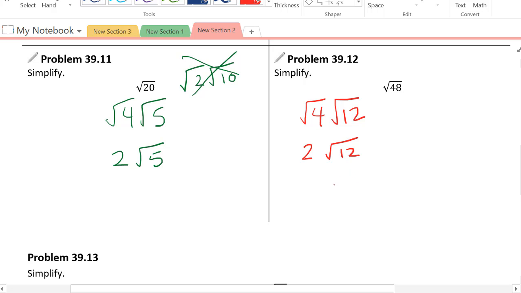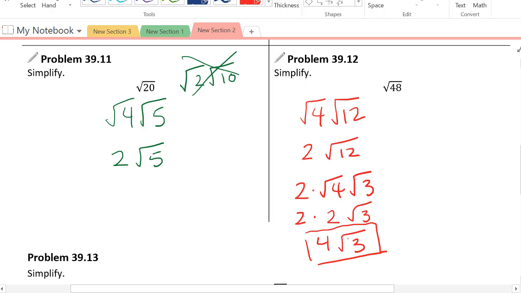But technically, I can keep going, right? Because can't I also break up radical 12? Yes, I can. Can't I break up radical 12 into 4 and 3, right? And then the square root of 4, and don't forget it's multiplication here because remember, there's no operation between two terms, it's always multiplication. So the square root of 4 is going to give us 2, and then radical 3. And then 2 times 2 is 4, radical 3. So technically, this is your final answer, 4 radical 3, okay? And not 2 radical 12, because you have to break up the 12. So keep that in mind, okay?